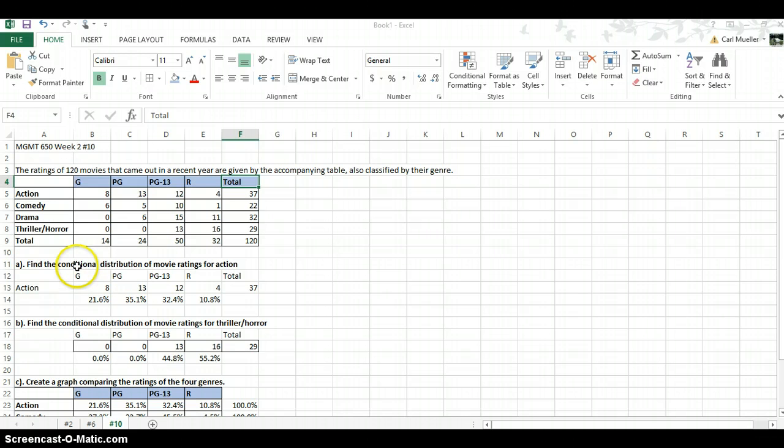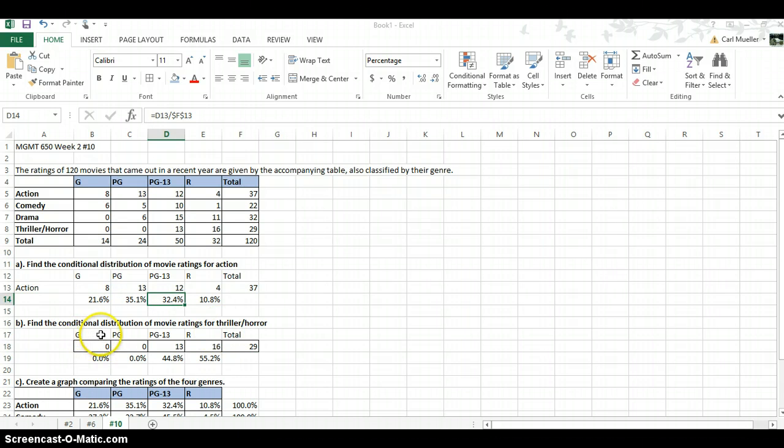First question is find the conditional distribution of the movie ratings for action. Now remember from before, conditional distribution is really just what is this as a percent of total action movies. So really it's 8 divided by 37, and as you can see that's 21%. So of all the action movies, what is the percentage breakdown by rating, and that's what you can see right here.